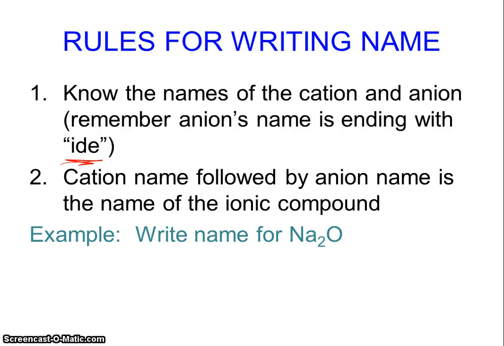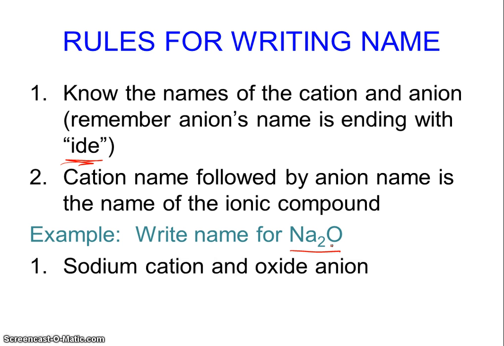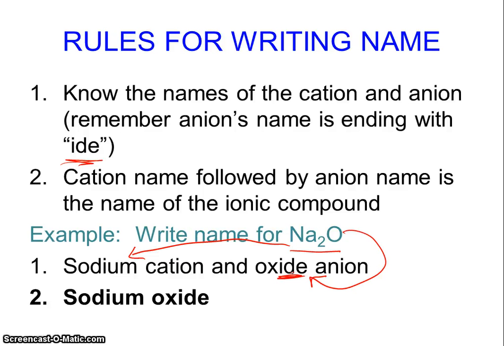For example, write the name for Na2O. First rule, you have to identify the name of the cation and anion. So Na is sodium cation, O is oxide anion. Notice there is the "ide" for the anion name. So the name for the ionic compound is sodium oxide. Cation name goes first, anion name goes later.